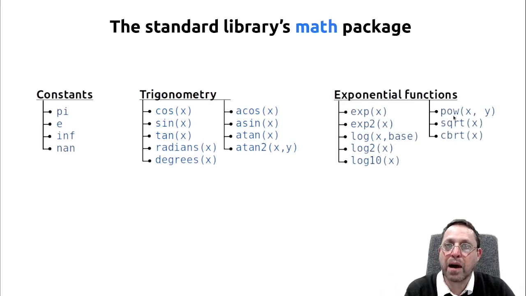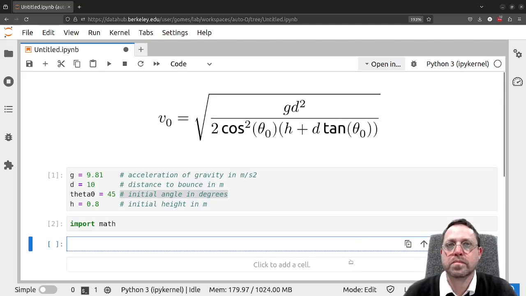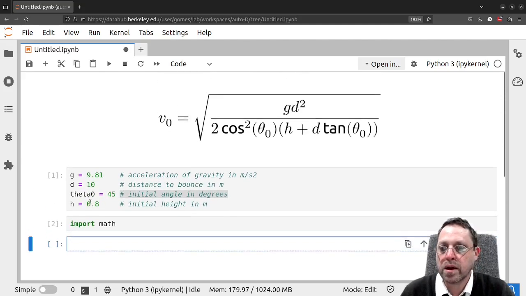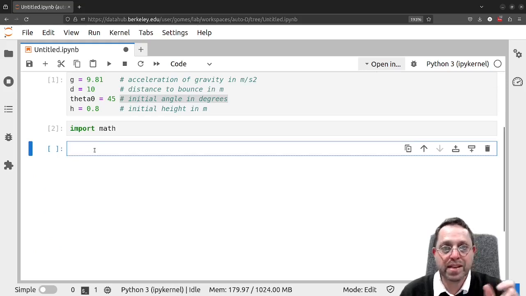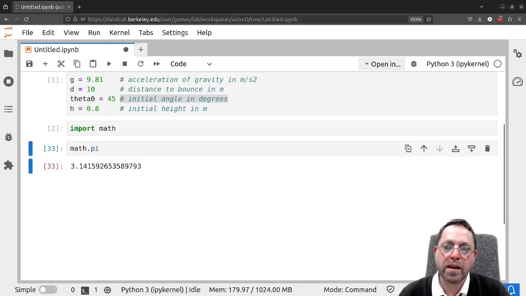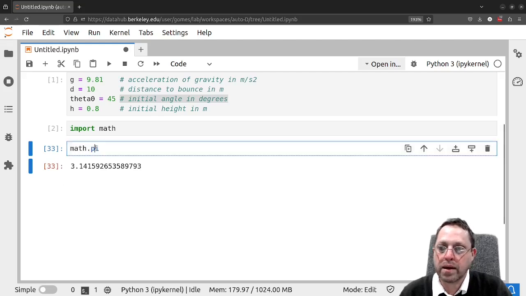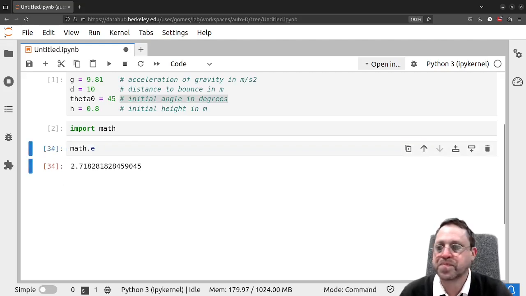pow stands for power, so this is x to the y. And then we have square root of x and cube root of x. So let's try some of these. To use one of these components of the math package, we need to prefix that thing with math dot. So for example, if we wanted the constant pi, we'd say math dot pi and evaluate that. There you have it. Here's e, math dot e.